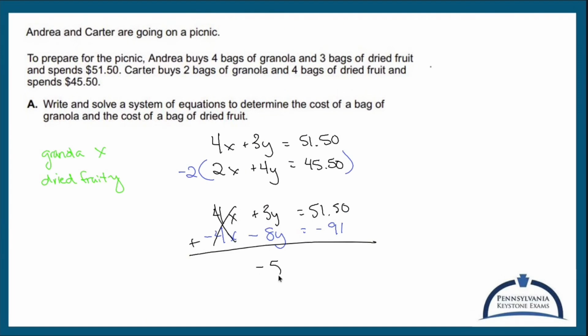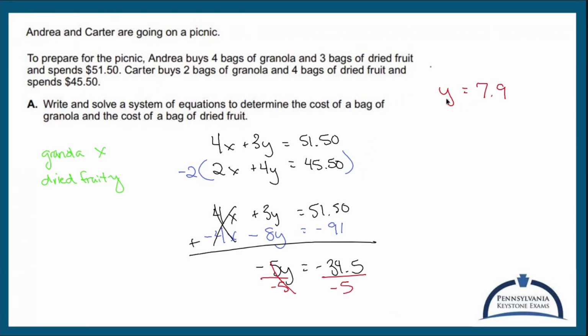You have negative 5y, and negative 91 plus 51.50 is going to be negative 39.5. So now we're going to divide both sides by negative 5. Divide both sides by negative 5, like so. And let's put it up here. Y will equal 7.9.